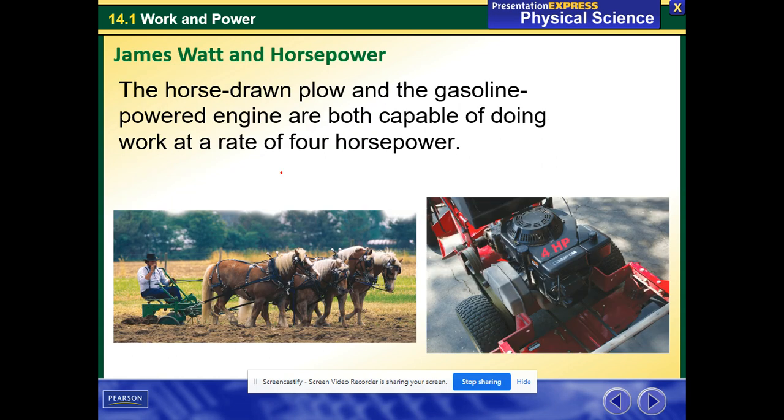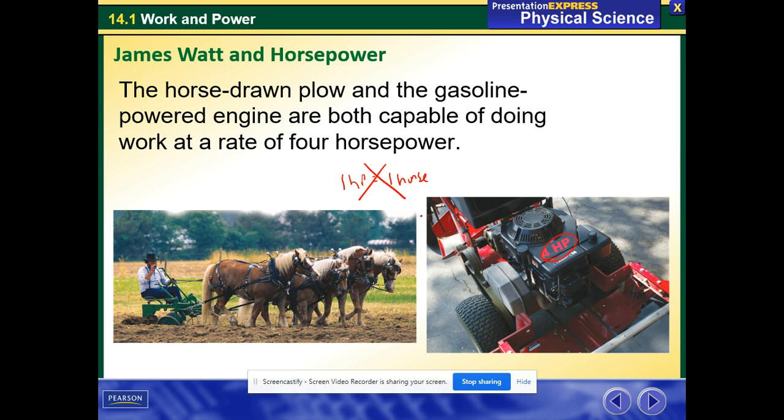And this ends up on this picture, and it says the horse-drawn plow and gasoline-powered engine are capable of doing the work at a rate of 4 horsepower. And while I do like this image, I absolutely don't like it at the same time. It gives the common misconception that 1 horsepower equals the power of 1 horse, because here you see 4 horses and 4 horsepower, but that's not true.